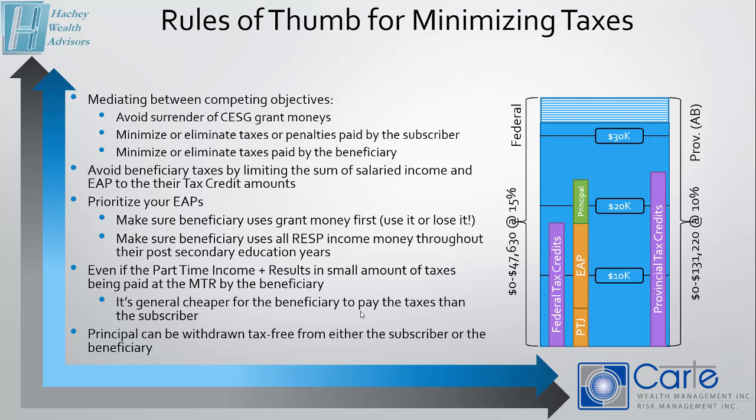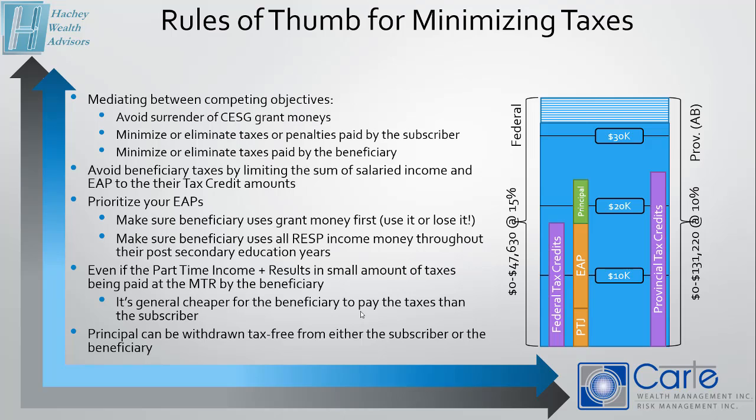We also want to minimize or eliminate taxes and perhaps penalties paid by the subscriber, who if paying taxes, would be paying at a much higher rate than the beneficiary. And third, we want to minimize or eliminate the taxes paid by the beneficiary, of course. It'd be great if we can achieve all three of these objectives, and that's what we're going to strive to do here. The beneficiary should try to use the grant money first as their EAP, because if it's not used, it's forfeited back to the government.